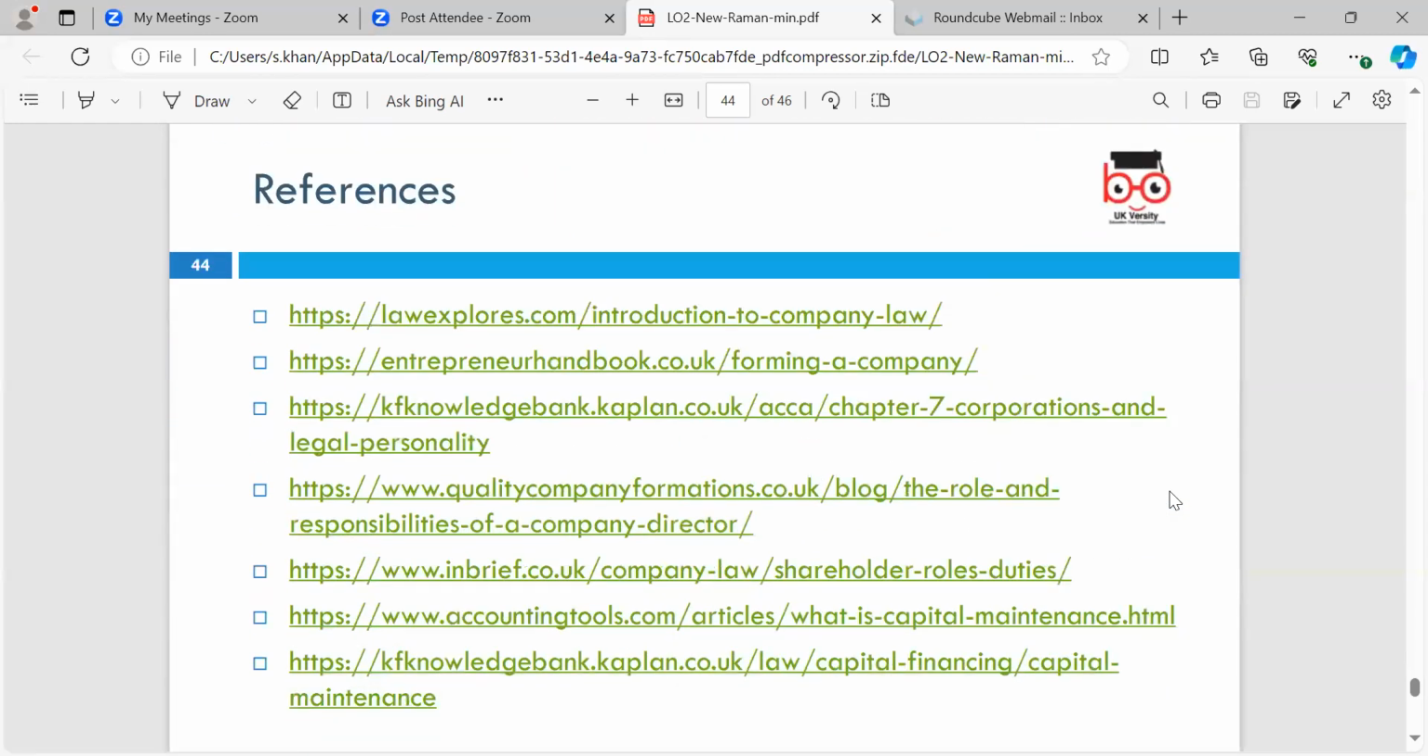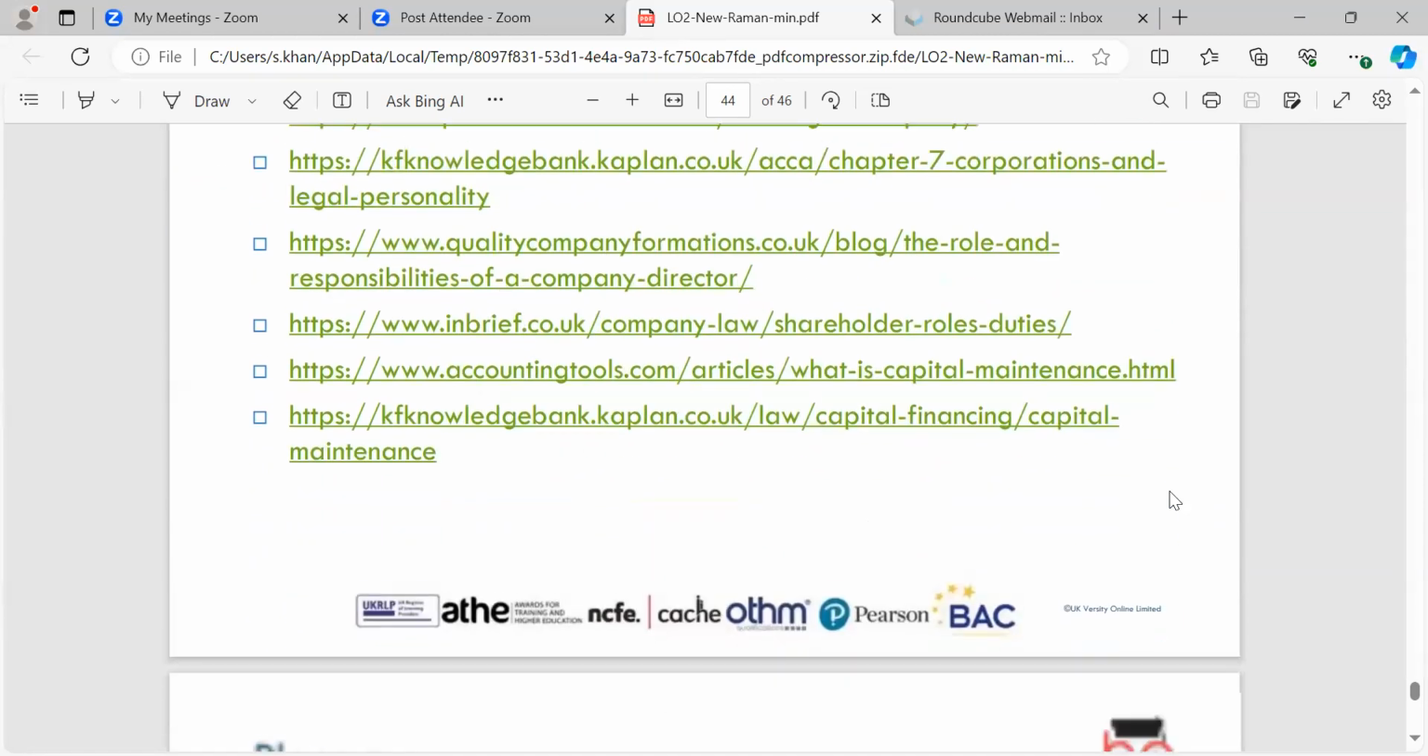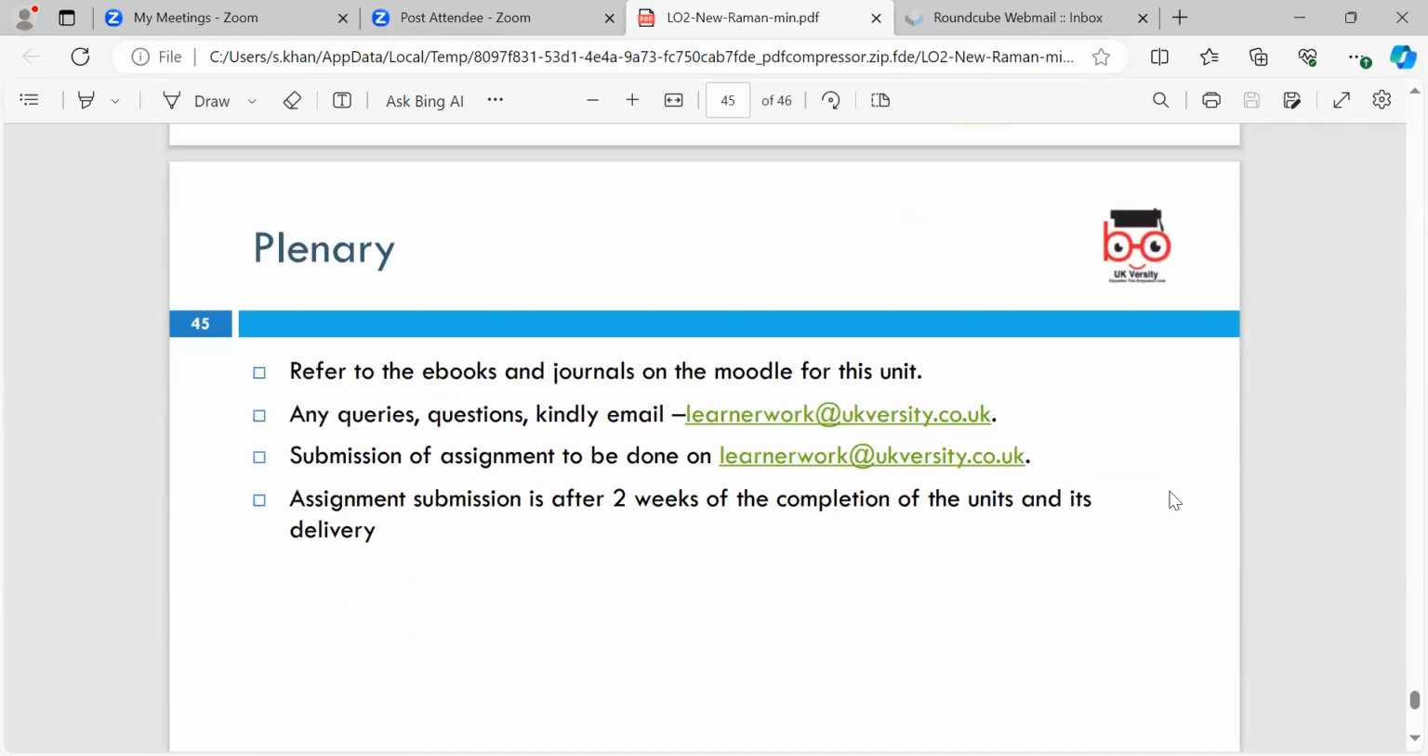These are the references we've used for today's session. You could go onto them: Law Explores, Entrepreneurship Handbook, Quality Company Formations. These will help you when you're doing your assessment, and there's additional reading on the Moodle site as well. Refer to ebooks and journals again on Moodle, and any inquiries you've got in regards to any issues, email learnerworks@ukvarsity.co.uk, and it just goes on about submission of the assignment, which is submitted after 2 weeks of completing the module.